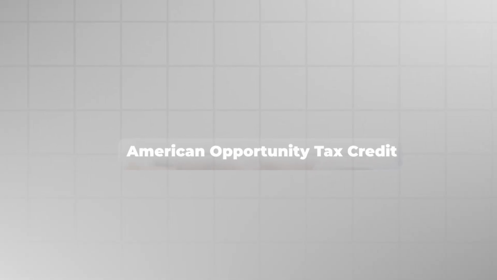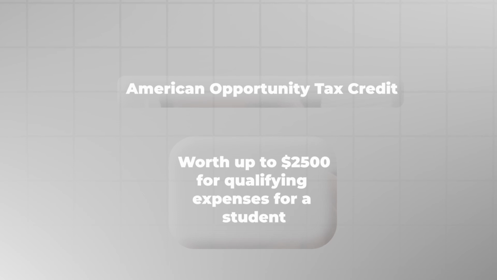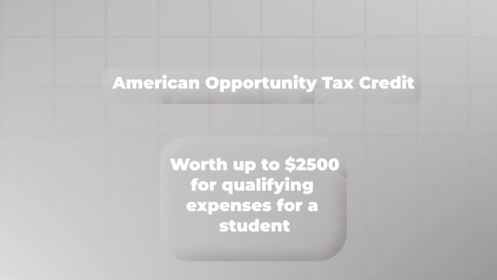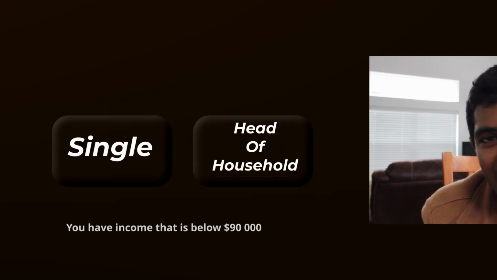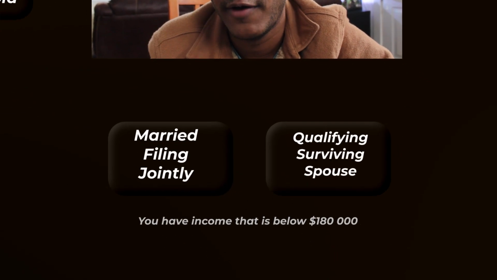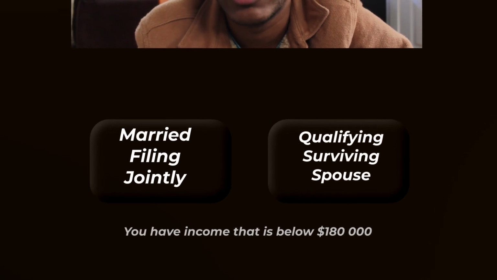Now, we'll talk about the American Opportunity Tax Credit first. This is a tax credit that is worth up to $2,500 for qualifying expenses for a student. The student must be enrolled in a program that is recognized by the IRS, and this tax credit can only be taken for 4 years for any one given student. Now, you can take this tax credit if and only if you have income that is below $100,000 if you're filing under a single tax status, or $180,000 if you are married filing jointly or qualifying surviving spouse. And if you make above this, the tax credit no longer applies.